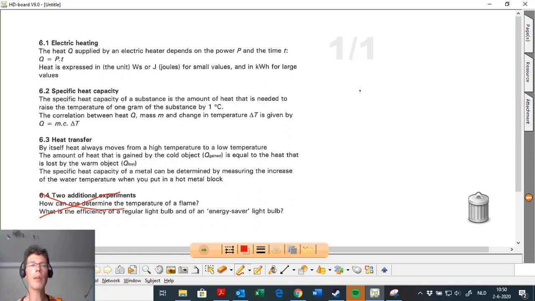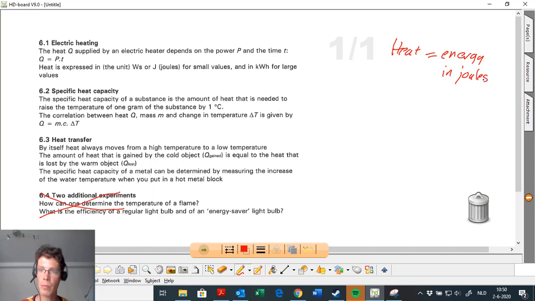Okay, so the chapter is about heat, and heat is a form of energy, and it is measured in either the unit joules or in kilowatt hour. These are both units of energy, just like you can measure distance in meters or, for example, miles.